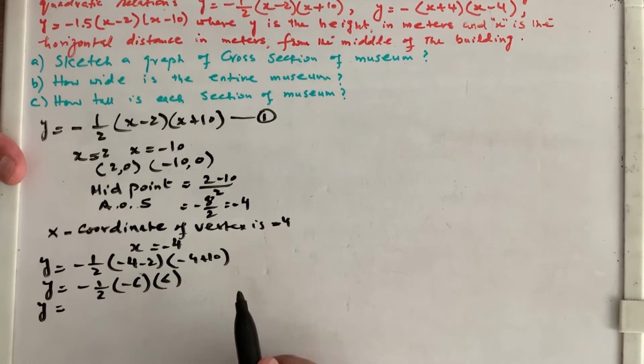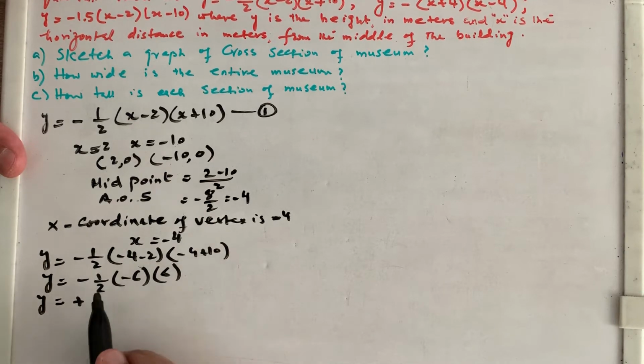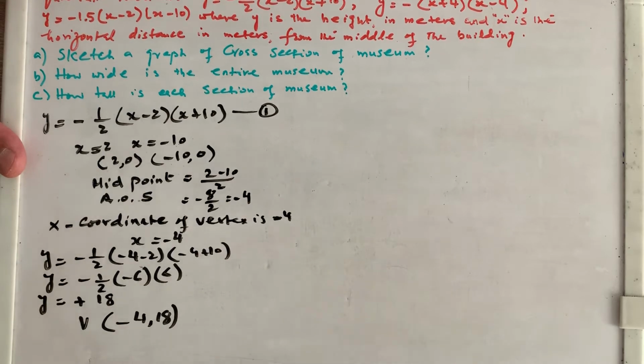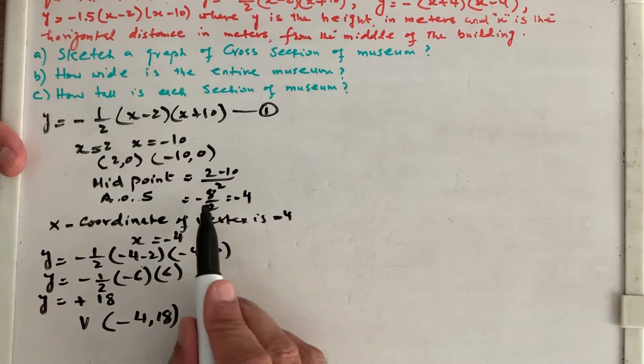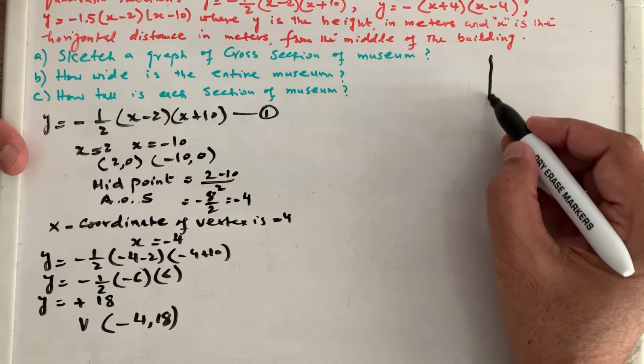So y equals, minus times minus is plus, so the result will be plus. 6 times 6 is 36 divided by 2, which is 18. So we have y equals 18. So my vertex coordinates are now clear. My vertex is (minus 4, 18). What else do we need? Nothing, because we can draw this parabola. We know my two intercepts, my axis of symmetry, and my vertex. If I want to plot this parabola, I can plot it.